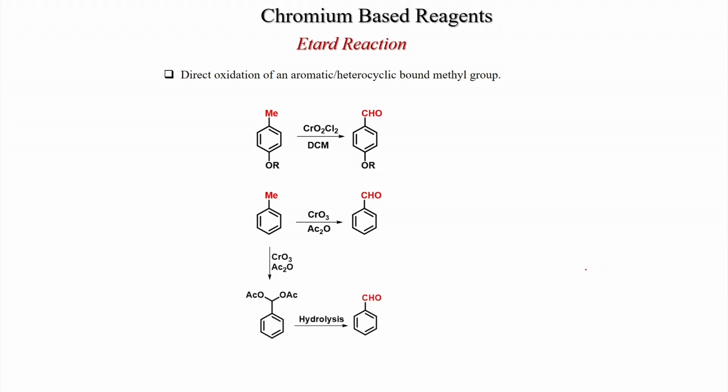Here the chromium trioxide acetic anhydride generates this diacetoxy derivative, which after acidic hydrolysis can generate the benzaldehyde derivative. And if you see the chromyl chloride structure, this is like this. Here also, if you consider the oxidation number, it is +6 also.